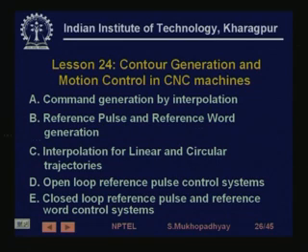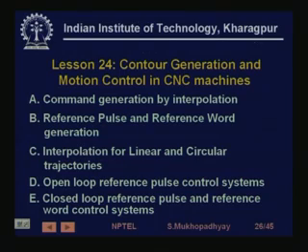So, to understand how these motion commands are generated and how the motion control, this precision control in the CNC machines, is actually carried out, in lesson 24 we looked at various kinds of command generation strategies like interpolation. Then we took basically two kinds of control systems called reference pulse and reference word systems, and how to generate them, and we actually took a look at one open loop reference pulse control and closed loop reference pulse and reference word control systems.